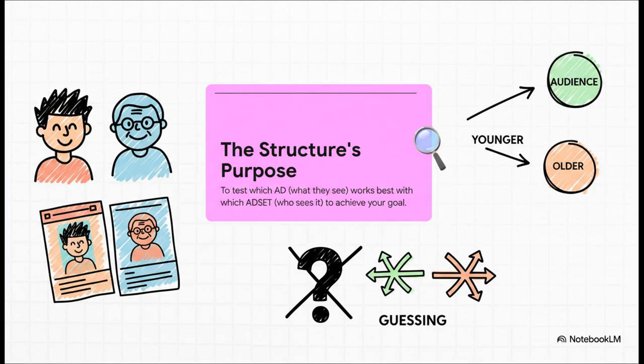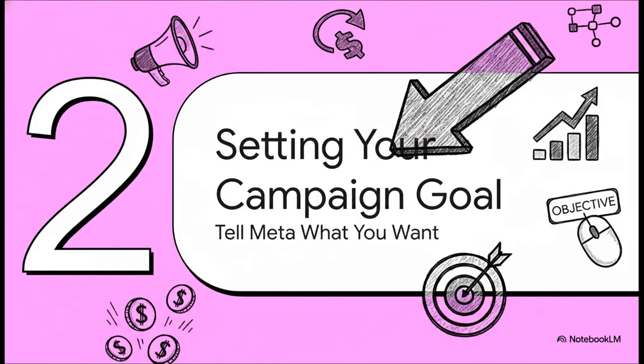And this is why that structure is so powerful. It lets you run really clean tests. So imagine you're testing 2 different audiences, right? Maybe a younger one and an older one. This structure lets you show a specific ad to the younger group and a totally different ad to the older group to see which one works better. If you don't have this structure, you're just guessing. You're flying blind.